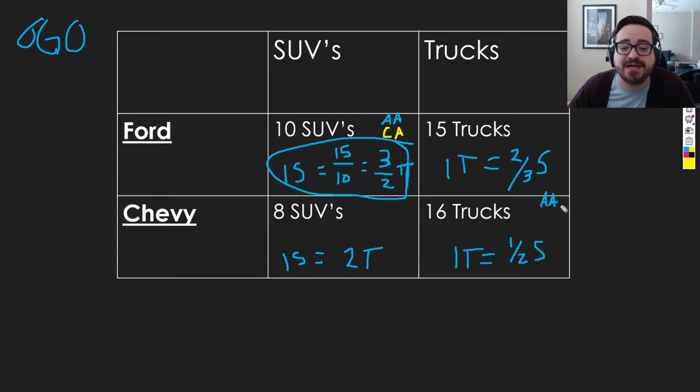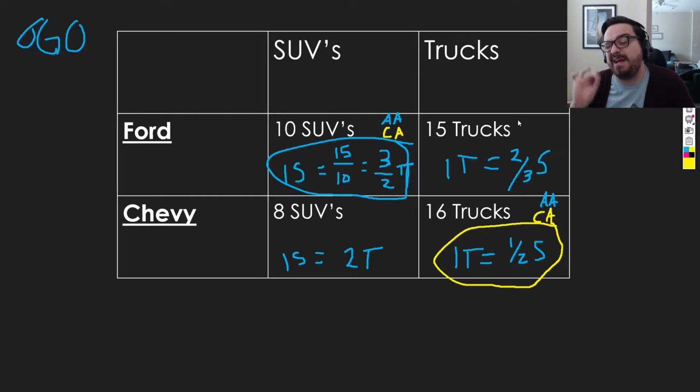So lower opportunity cost here, 2/3, 1/2. 1/2 is less than 2/3, 0.5, 0.66. So Chevy has the comparative advantage in trucks. To be clear, just because you have the absolute advantage in something does not inherently mean you'll have the comparative advantage in something. It most of the time means that, but whew, sorry.